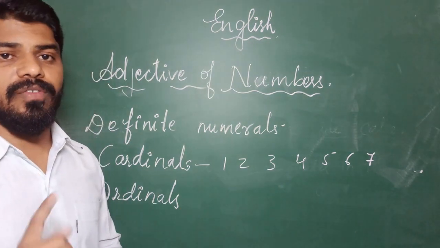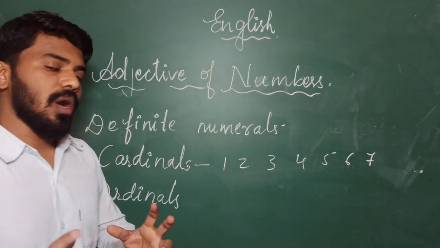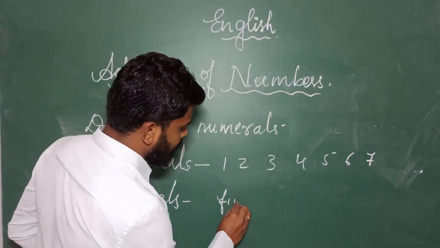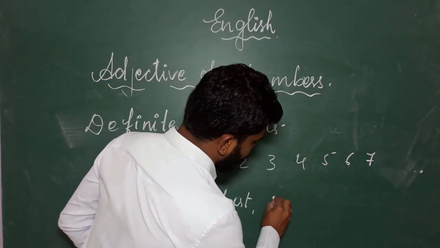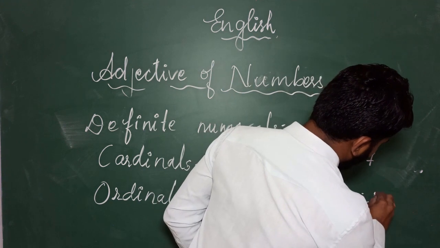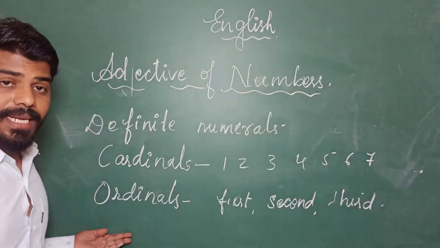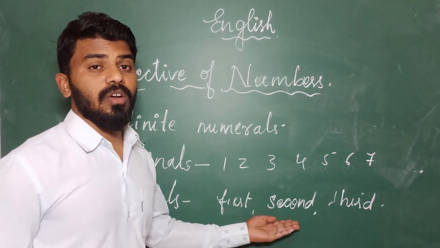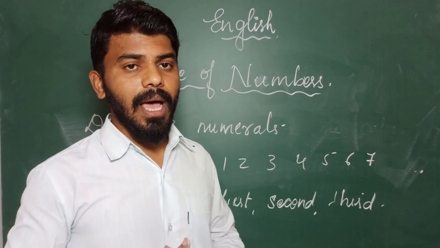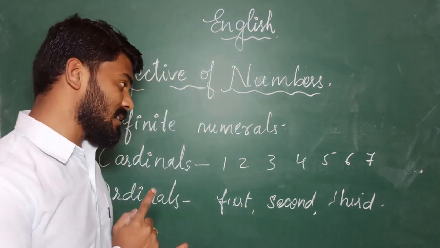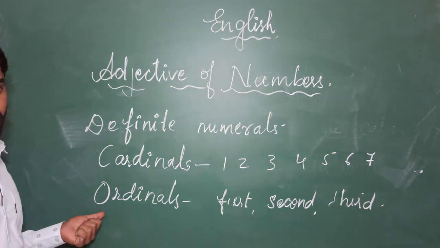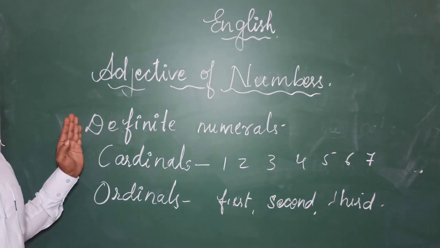Ordinals tell the order of a thing or a person. Order of a thing or a person. For example, like first, second, third. These are ordinals which tell the order of a thing or a person. I got first rank in my class. First tells the position or the order. They fall under ordinals. So we have done with definite numerals.